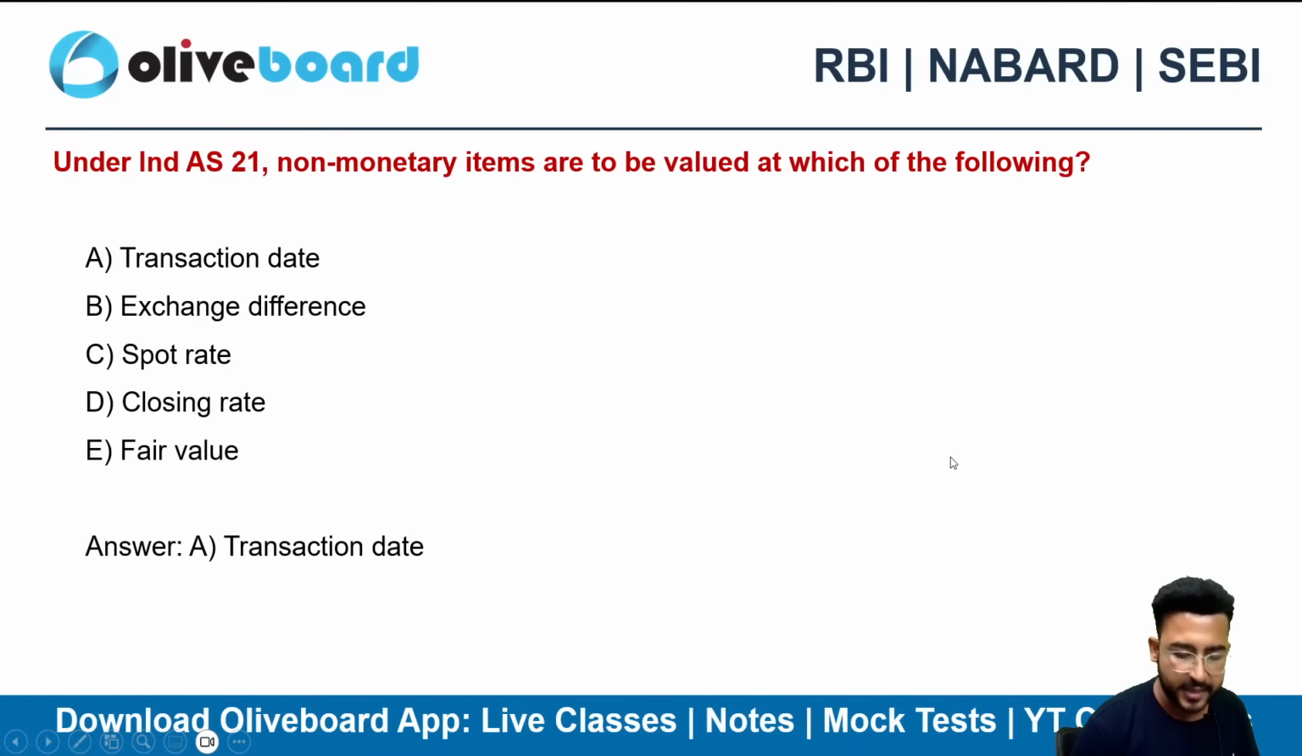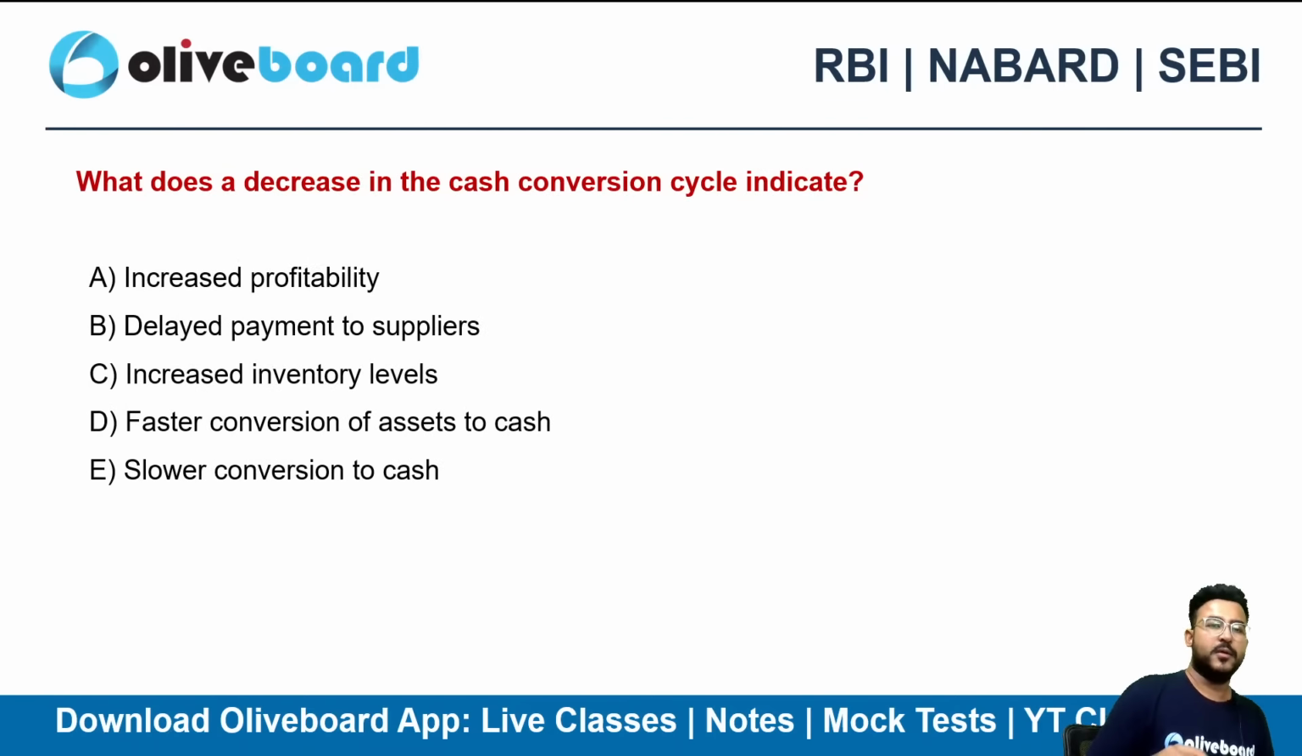Transaction date. Option A, transaction date. Okay. Next one. What does a decrease in the cash conversion cycle indicate?